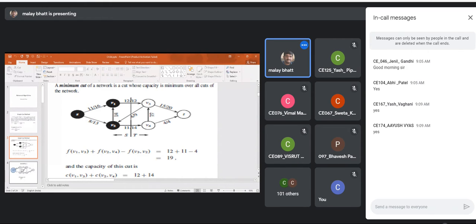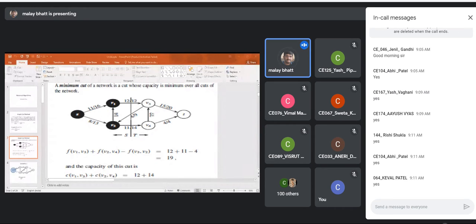Clear? So are these two terms clear, flow and capacity? The flow across the cut is outflow minus inflow. So it is 12 plus 11 minus 4, that is 19. Yes. Do you have any query in this? Is this clear? Can we proceed? Okay, so now let us solve the example.